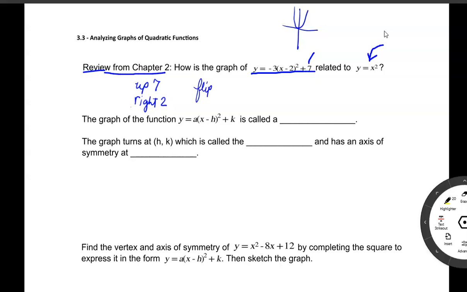And finally, we have the 3. We're multiplying the x minus 2 squared by 3, and what does that do? That stretches it vertically, so it's going to be skinnier than our original one.